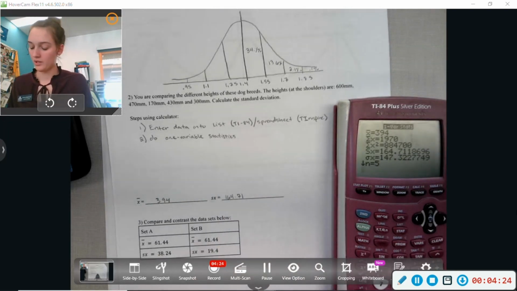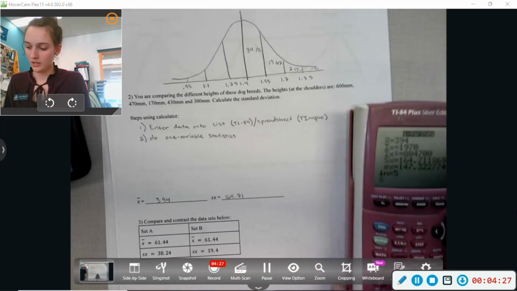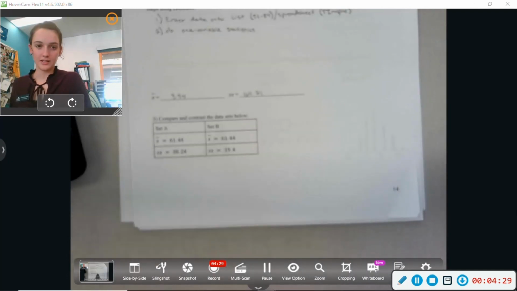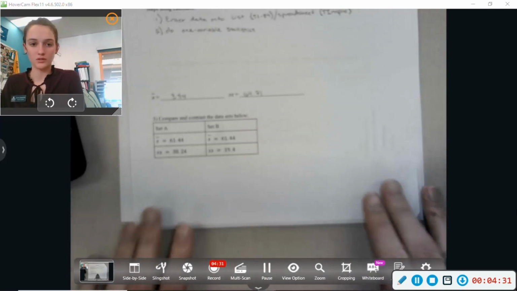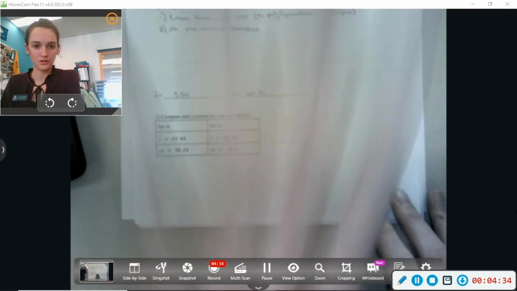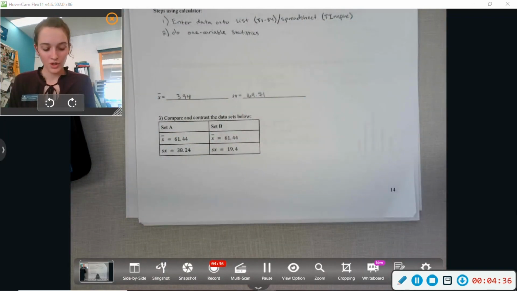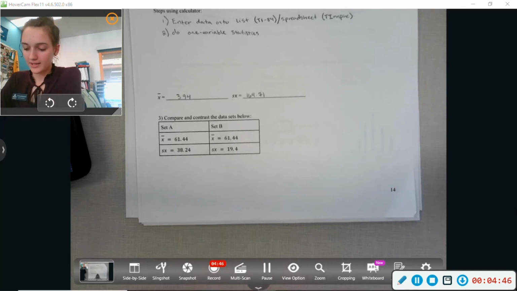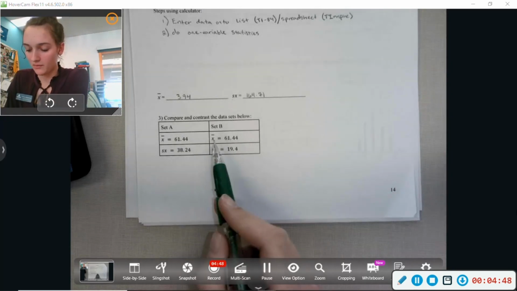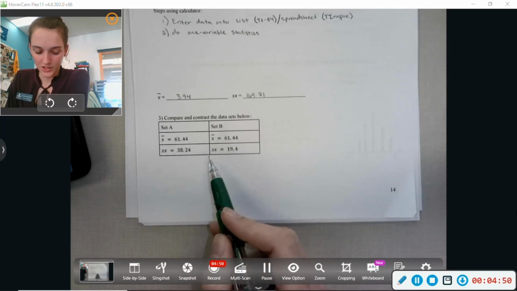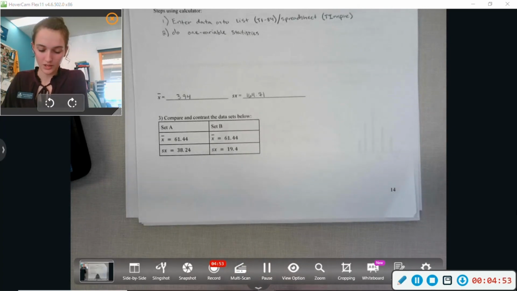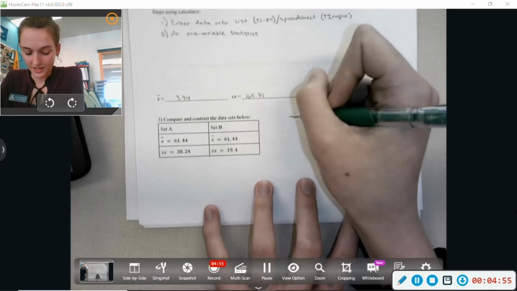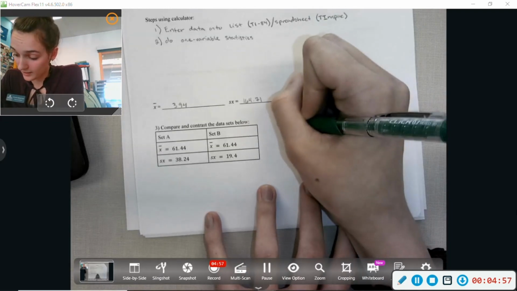All right, so now we are going to look at these 2 data sets here. We'll see if I can get it to focus here. There we go. Okay, so we are going to compare and contrast these. You can see here that they have the same mean, right? But they have a very different standard deviation. So both sets have the same center of 61.44, right? That's our first thing.